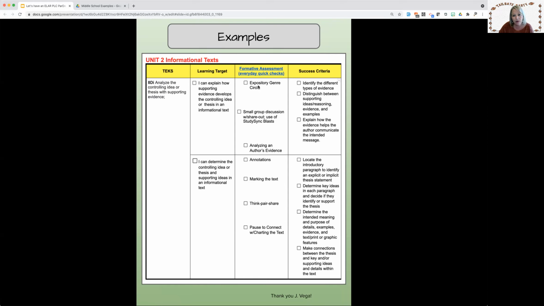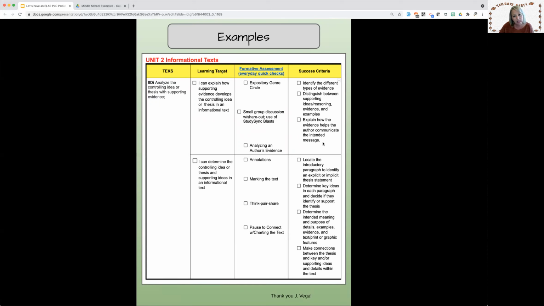But before even that, they're going to be doing an activity called expository genre circle. And then they're going to be having small group discussion share outs with the use of study seat blast. And then they're going to be analyzing the author's evidence. All of this in one period of time. So you know, it's moving fairly quickly.